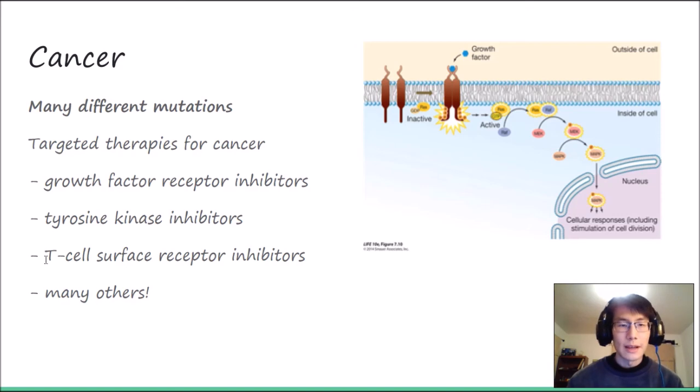You can also have T-cell surface receptor inhibitors such as ipilimumab, which is a CTLA-4 receptor inhibitor. And by inhibiting CTLA-4, you decrease the downregulation of T cells, so you stop them from being downregulated, you keep them more active, and therefore they're more likely to start targeting and destroying affected cells such as tumor cells, while potentially avoiding healthy cells. And of course, there are many others out there as well.